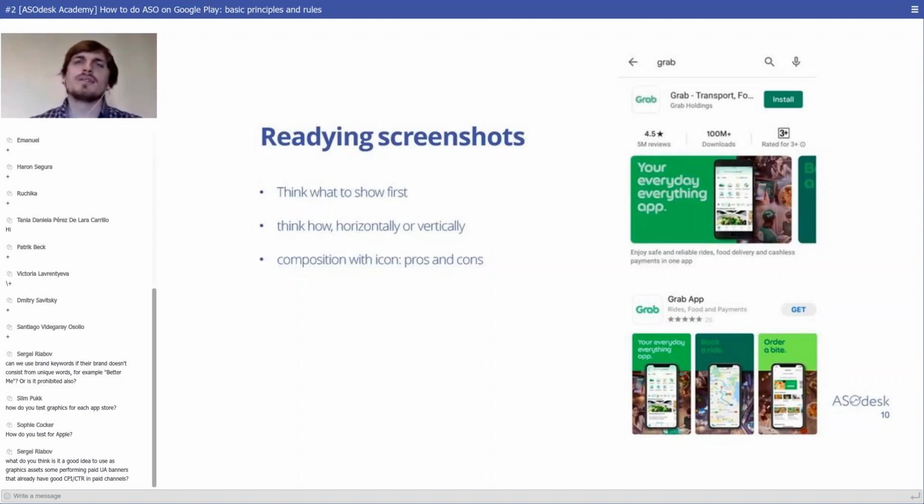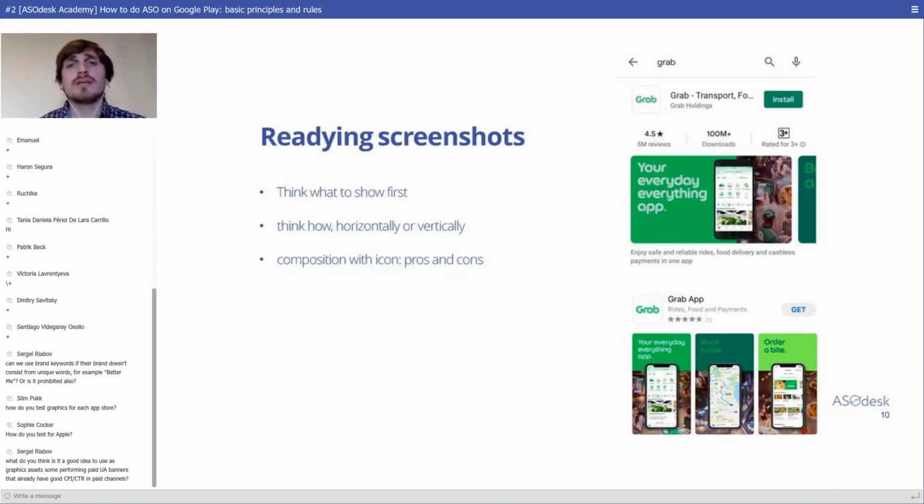So I'm thinking about the features which are important. I think about the features which my competitors are promoting. I'm thinking about the situation on the market now regarding this app.